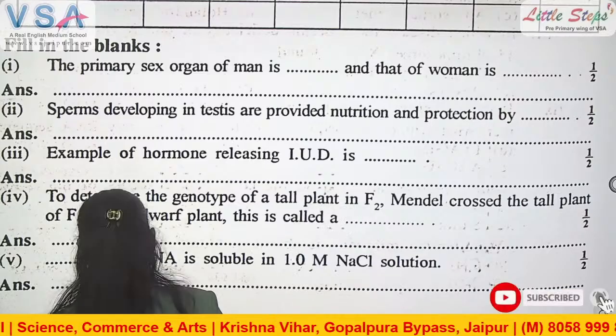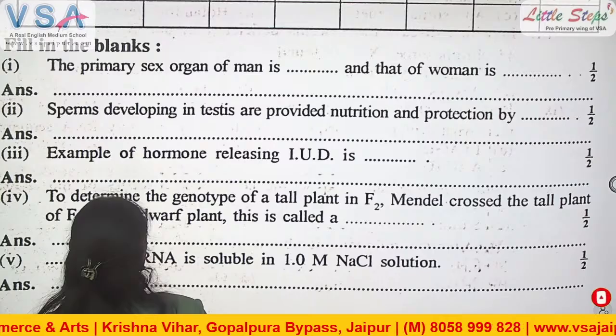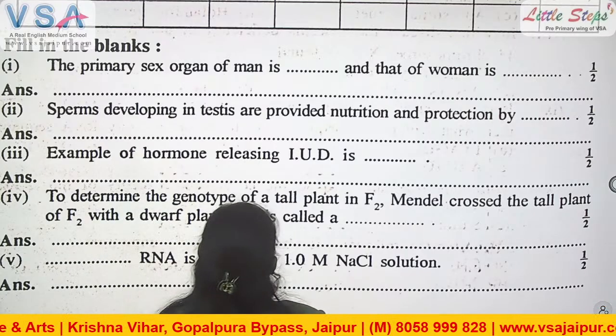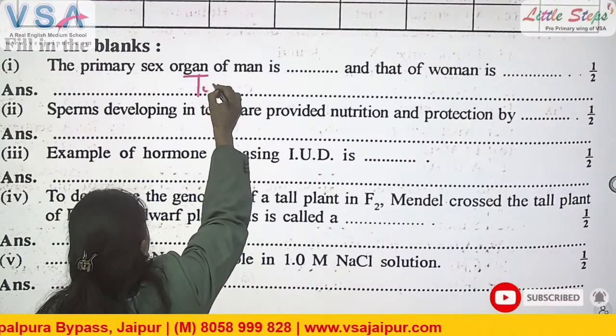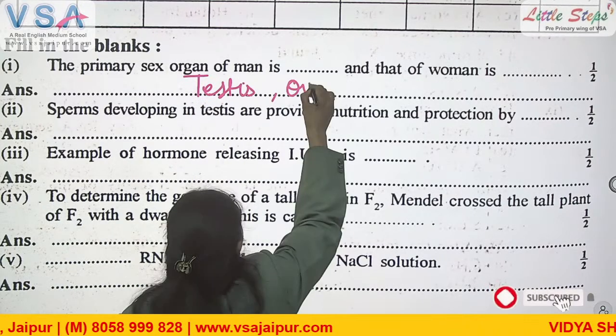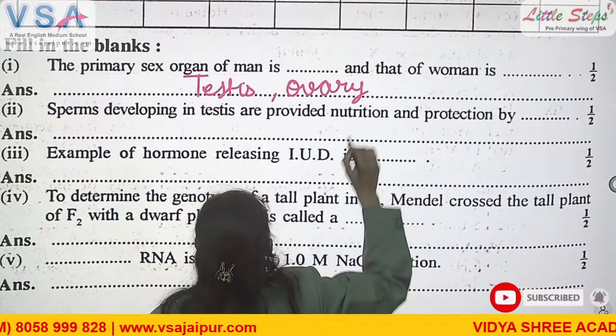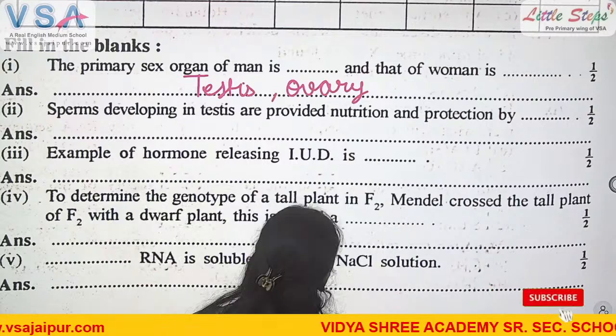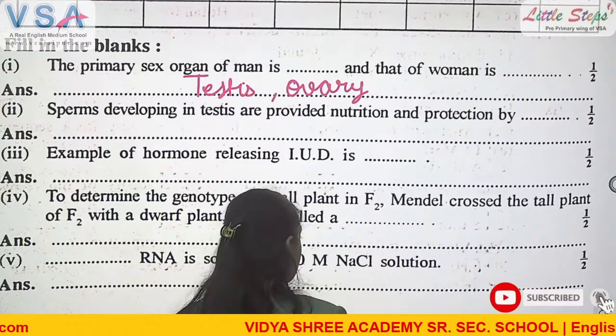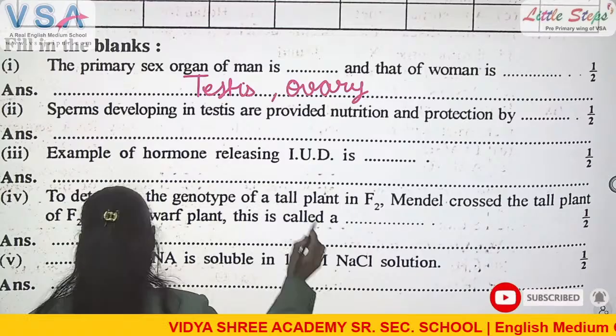Now these are the fill in the blanks. The primary sex organ of man and that of the woman is. So this is the testis, ovary. Okay. Sperms developing in testis are provided nutrition and protection by which cells? Sertoli cells.